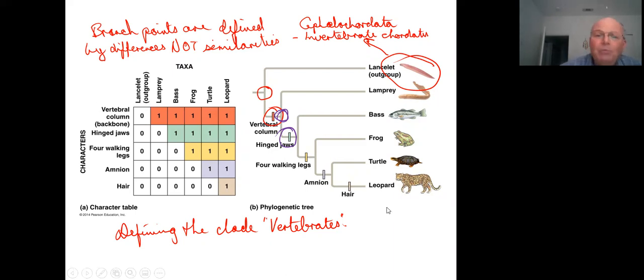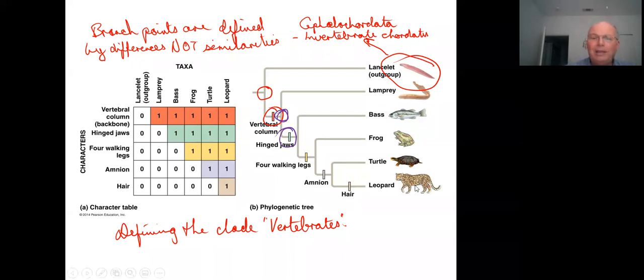And so you can see how we can create phylogenetic trees by focusing not on similarities, but by focusing on differences. What are the derived features? Those are the features that establish the difference between the clade as we're defining it and individuals that lie outside of the clade. Primitive features are shared by individuals that lie outside of the clade with those individuals that lie inside the clade.